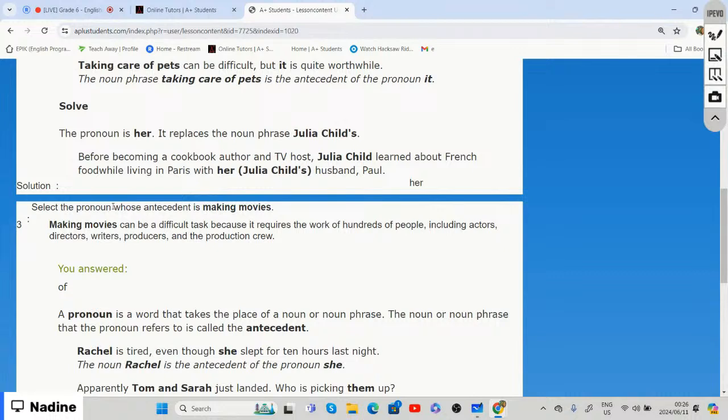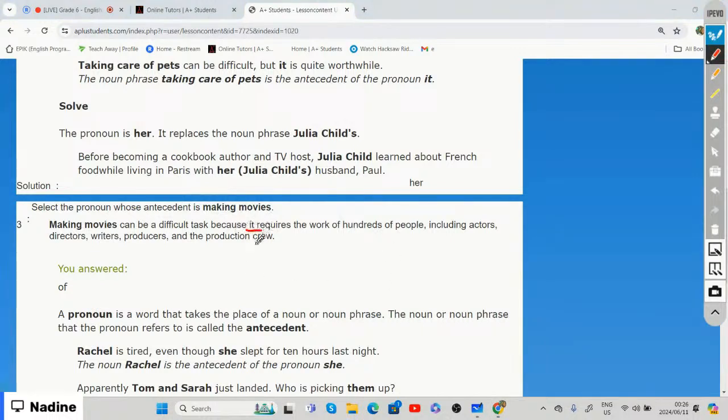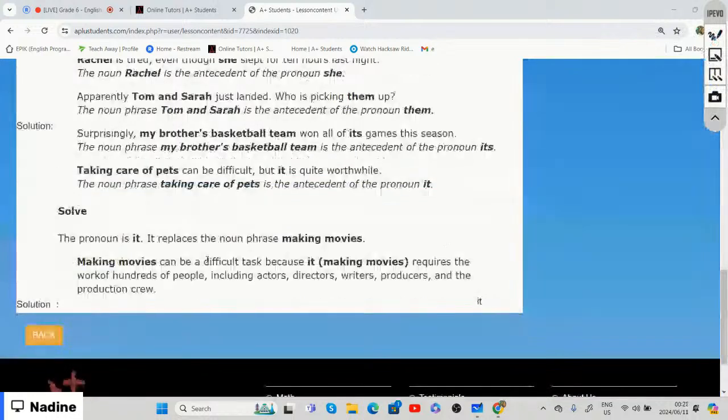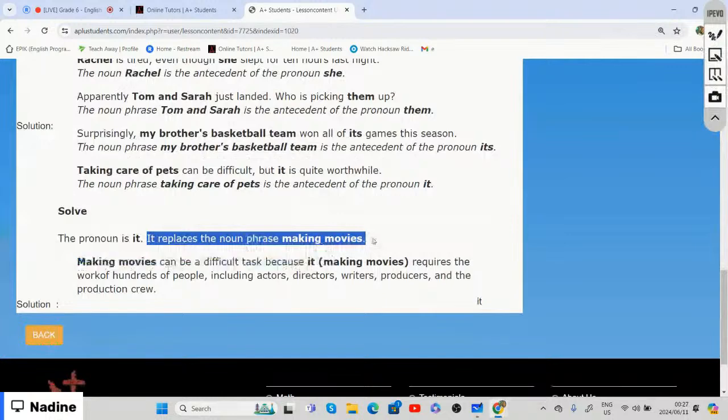And if we were to refer to making movies, the pronoun would then be it. It requires the work of hundreds of people. So it is our pronoun that refers to making movies. There we have it. The pronoun is it, and this is the noun phrase, making movies.